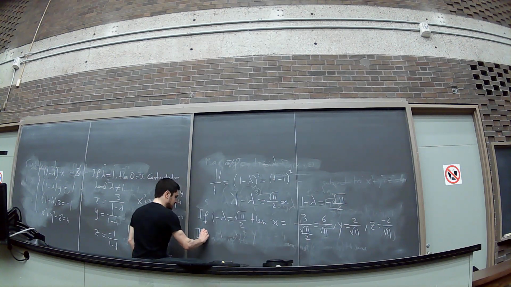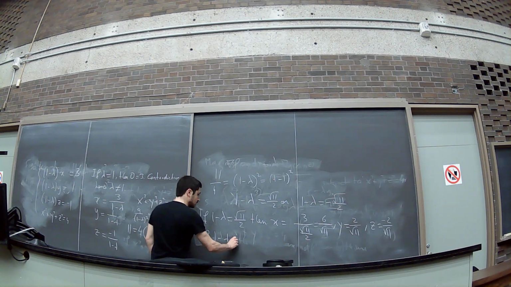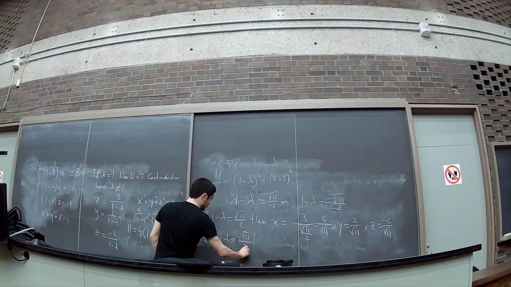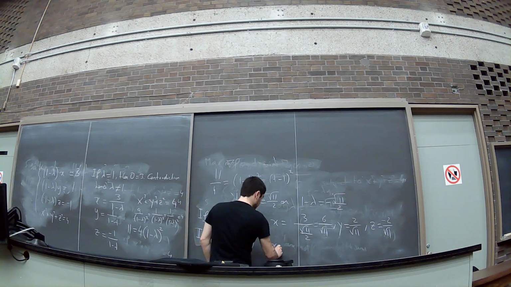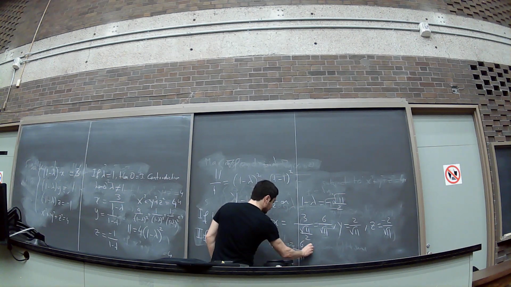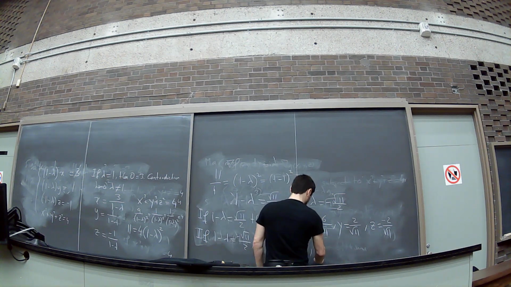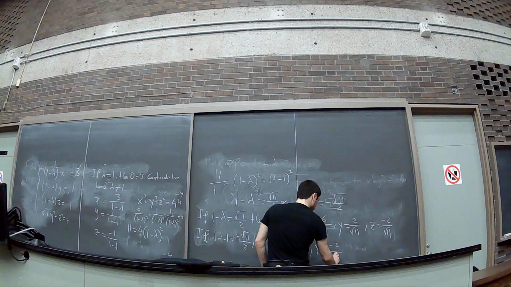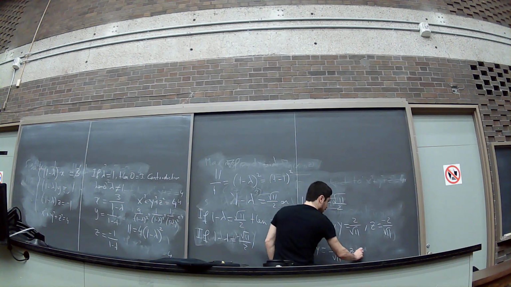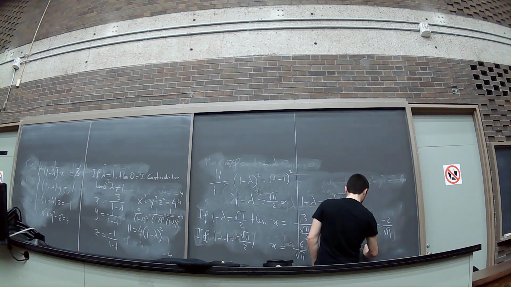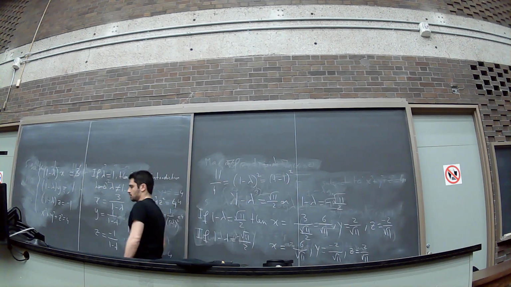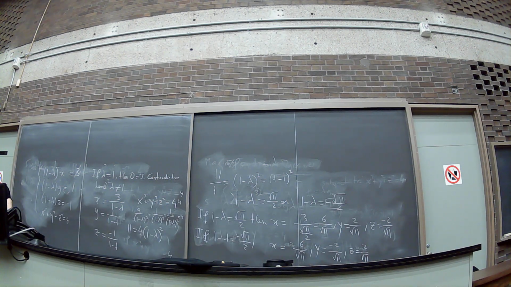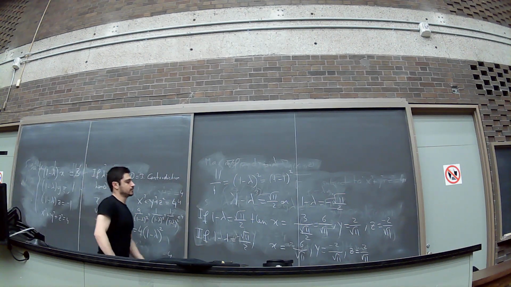And if 1 minus lambda is equal to minus root 11 over 2, what is x? X will just be minus 6 over root 11. Y will be minus 2 over root 11. And z will be what? 2 over root 11. Yes.